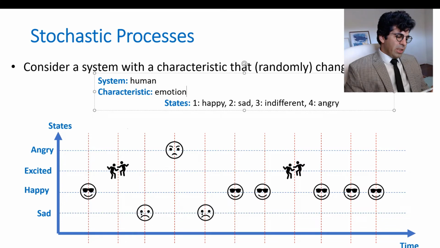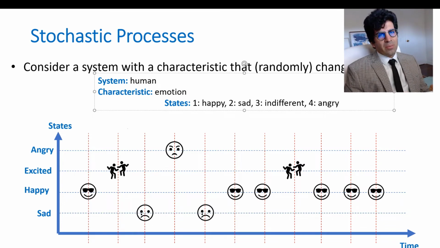Our goal here is to create a transition probability matrix for any given stochastic process, where we can see the probability of going from one state to another. All right. So this is one example.